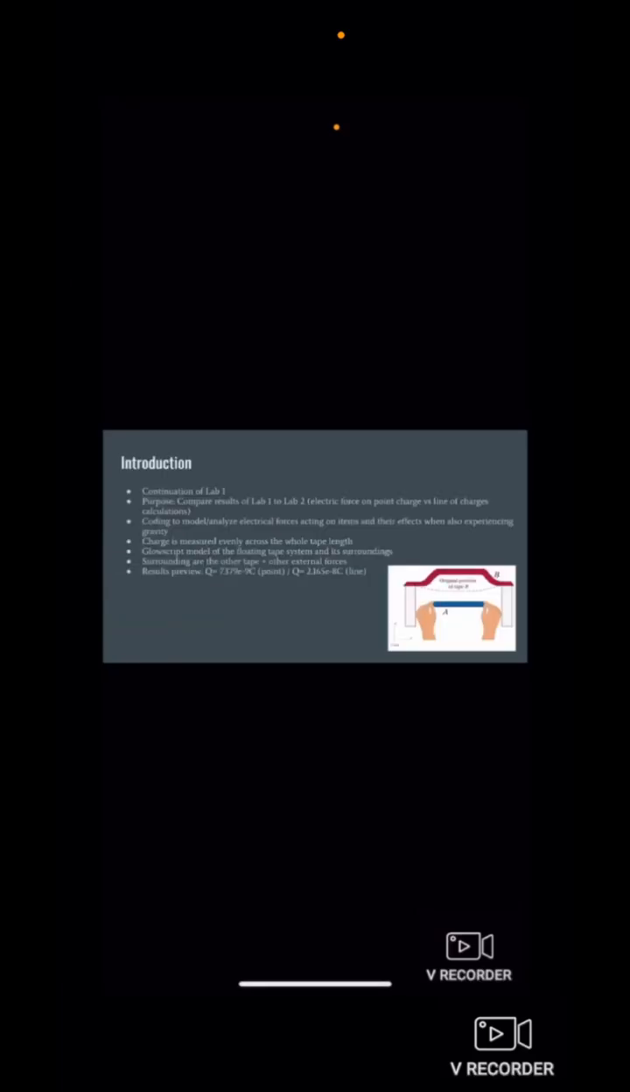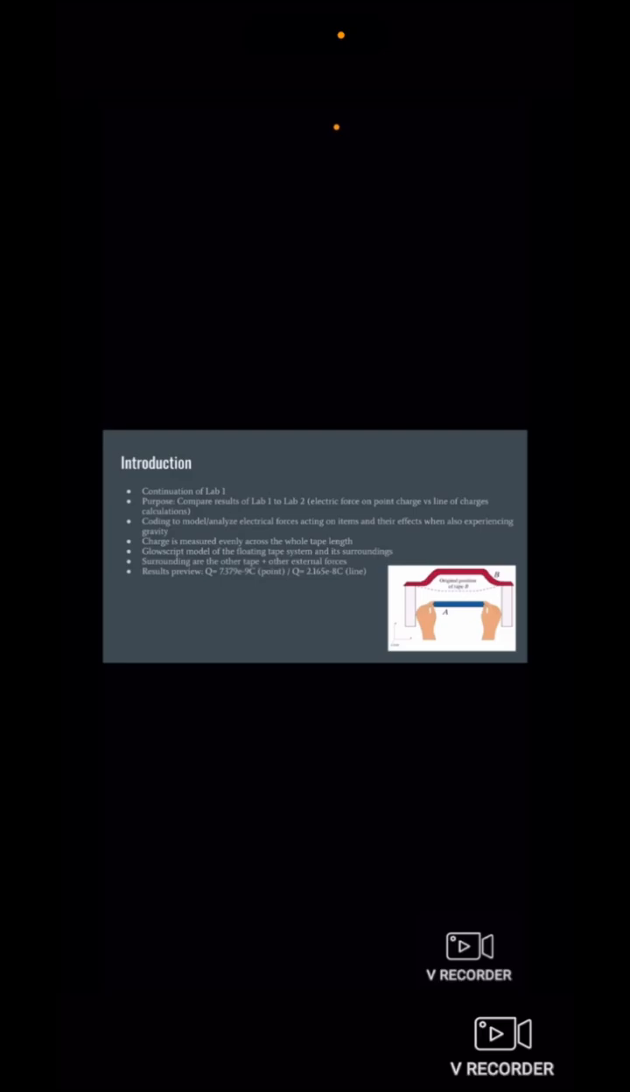Revisited. So pretty much it's just a continuation of Lab 1. The purpose was to compare the results between Lab 1 and Lab 2, which meant comparing the electric force on a point charge versus on a line of charges. And we did different calculations for that through a model which analyzed the electric forces acting on the tape. And this was done through GlowScript, so it was using coding in order to model the electric force and gravity.